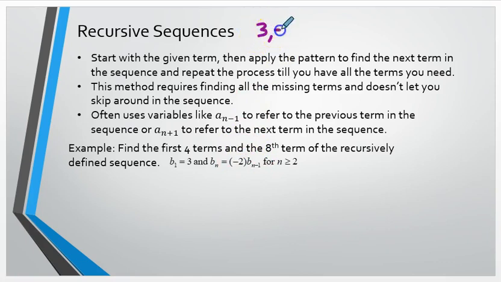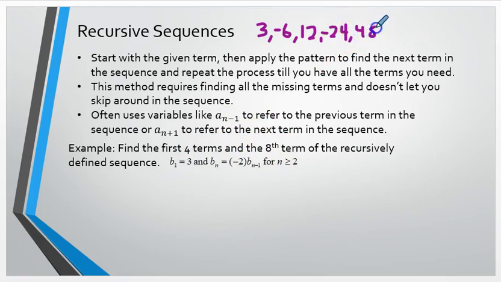So 3 times negative 2 is negative 6. And then if I wanted to find the third term, so if n equals 3, then this will say b sub 3 equals negative 2 times b sub 2. But basically it's just saying take the previous term and multiply by negative 2, so that would be 12. And then the fourth term would be the third term times negative 2, so negative 24. So I've found the first 4 terms, and then as I said, the disadvantage here is that I can't just skip to the 8th. If I need to know the 8th term, then I'm going to have to keep going and filling in all of the ones in between.